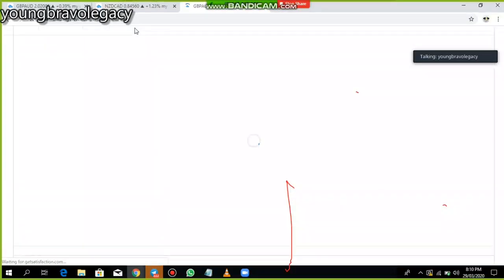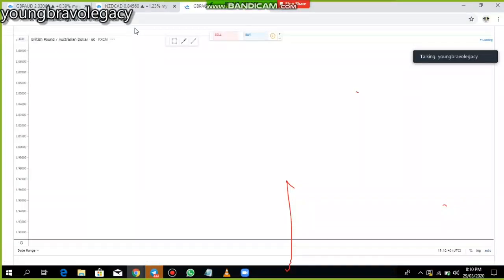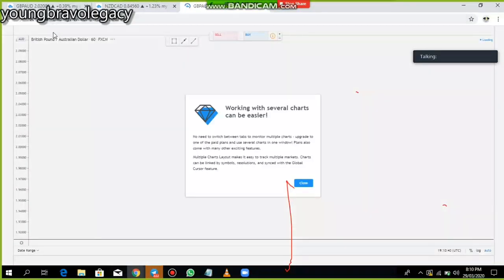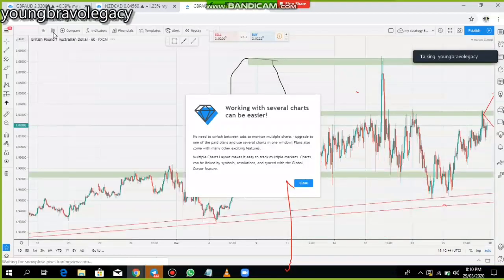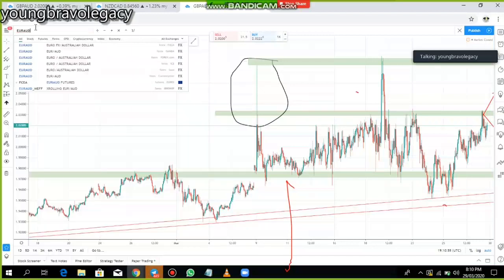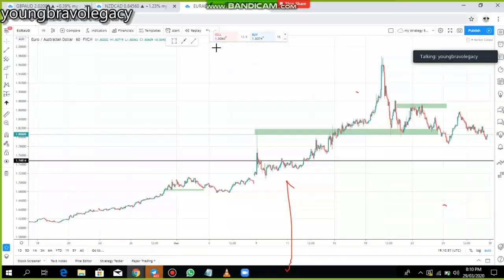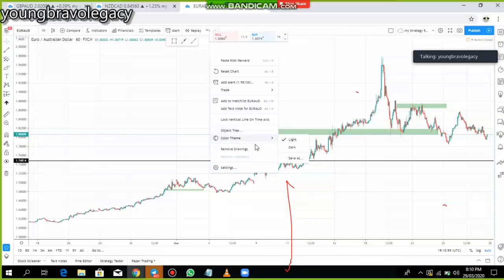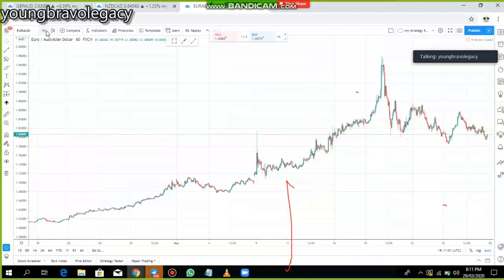The next currency here is Euro AUD. It's the same ideology: support and resistance, breakout and retest. That's the main strategy we are using here. Someone dropped Euro AUD. This currency pair too has a lot of momentum, and it's a one-way currency. It moves one way a lot.